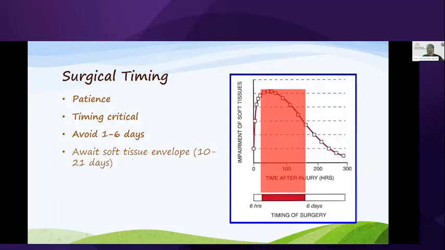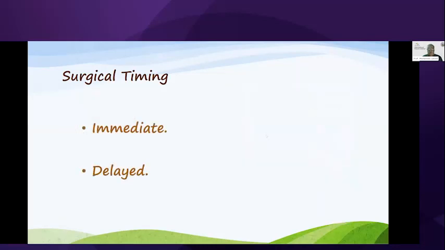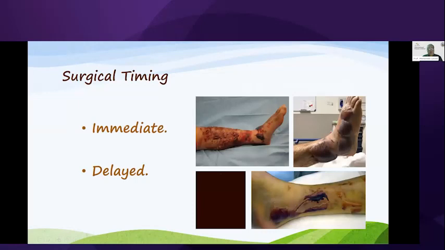Surgical timing: we can do either acute intervention or late after 6 days, and avoid the first 6 days because of the bad general condition of the soft tissue. So in this case, we cannot do immediate intervention, so don't touch the patient, or just do traction and do delayed intervention.